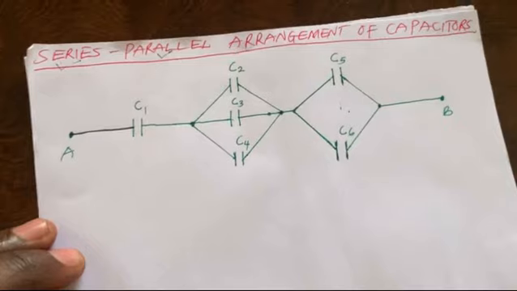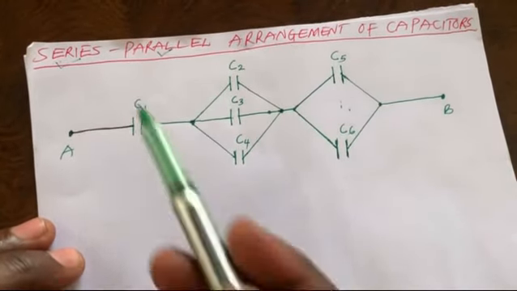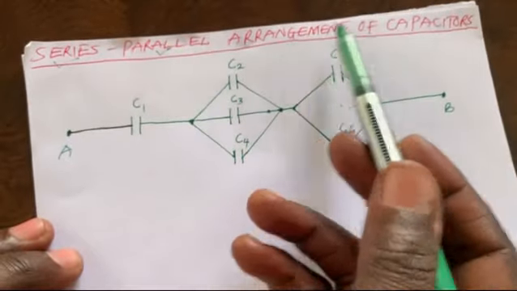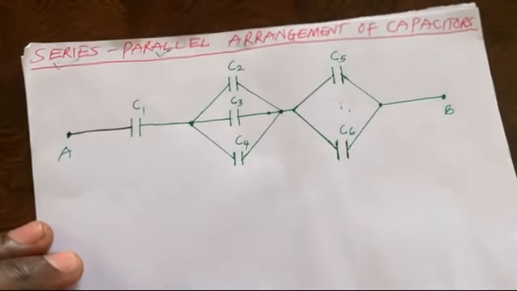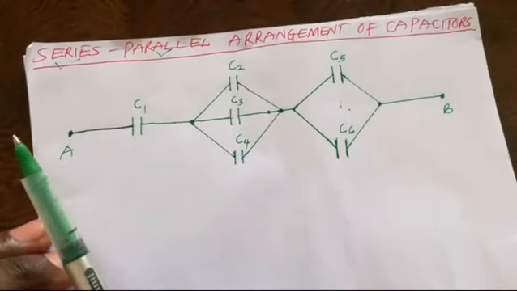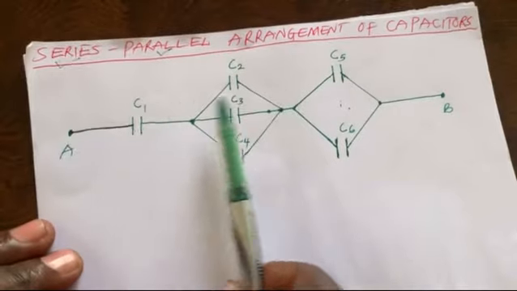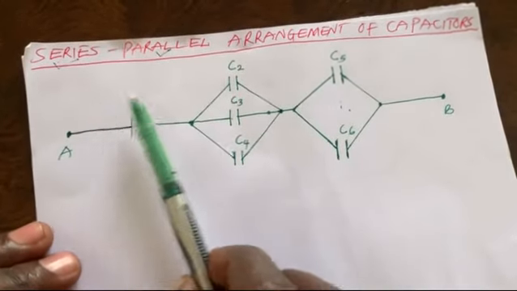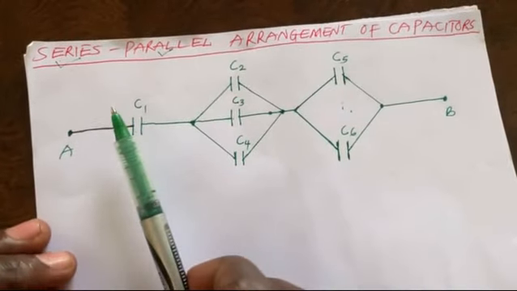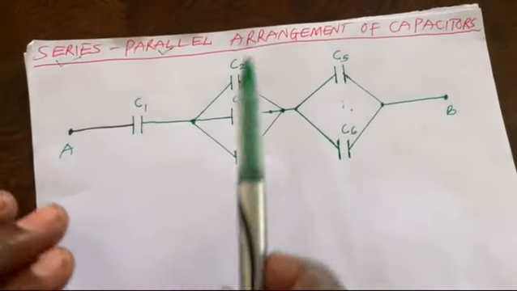Channel today. In today's video, we will explain series parallel arrangement of capacitors. Now, this means that you have a network of capacitors in such a way that you cannot say they are completely arranged in series or completely arranged in parallel, but if you look at part of it, you will see that this is a parallel combination, such as this one.